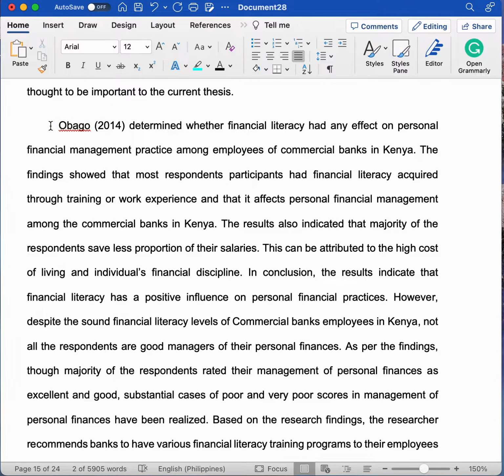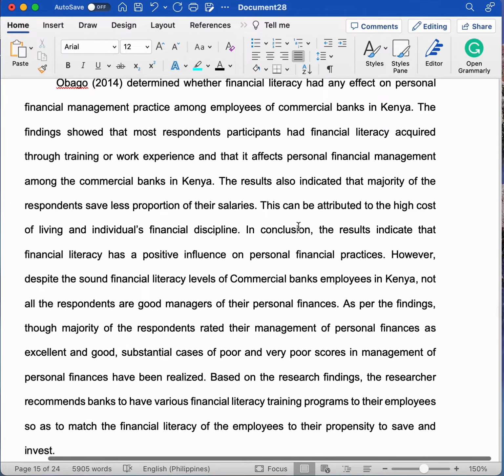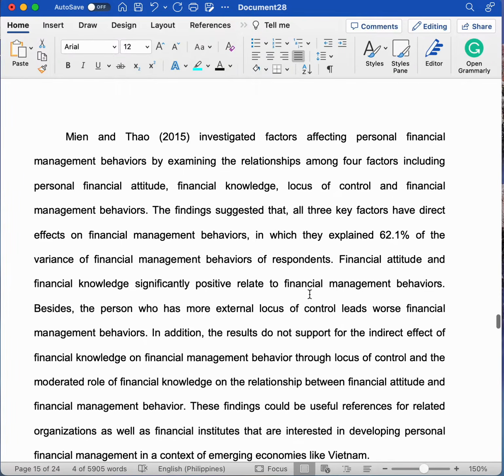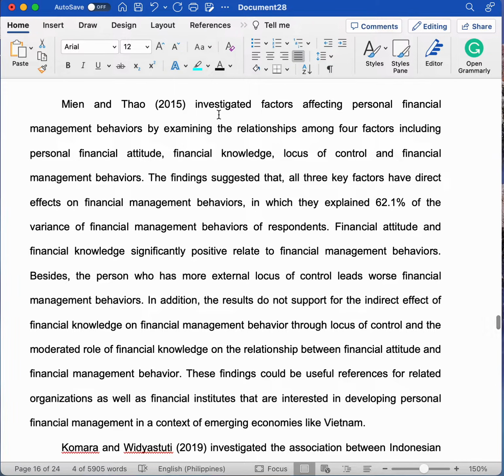It was conducted by Obago in 2014, and it is very obvious that this is a related study because we have here the statement, the findings showed. Usually that is the key phrase that we look for in a related study. There are findings, there are research findings. Next example by Mian and Thao 2015, and we also use the reporting verb investigated. This also indicates that this is a related study, and the key phrase again, the findings suggested that.